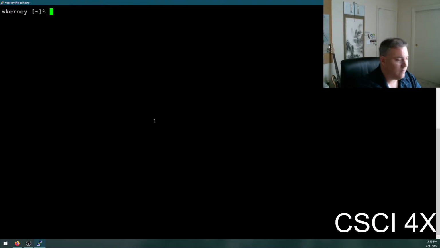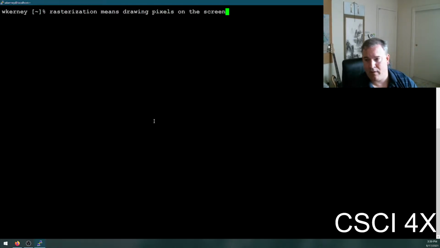Okay, so let's talk about rasterization. Rasterization means drawing pixels on the screen. You're going to have a couple of different options for doing this this year. In semesters past, I've been doing it on the server because I've got a colors library that allows you to treat PuTTY like a very simple 2D screen. You can draw colors to the different spots on the screen.